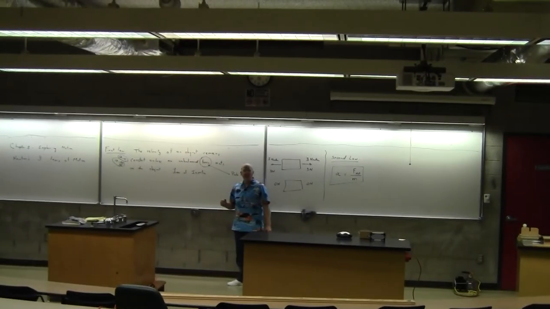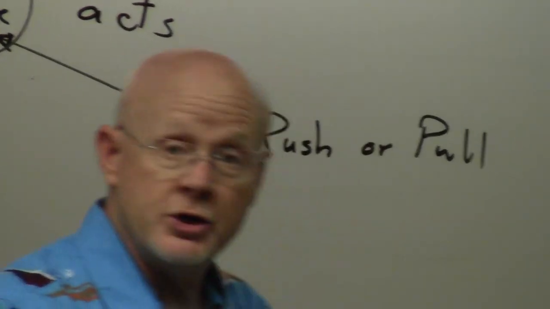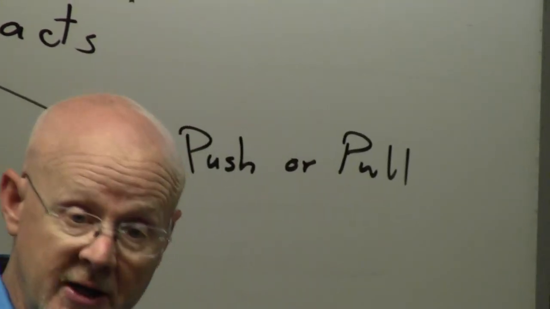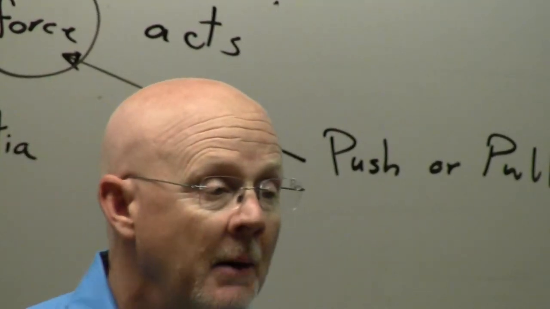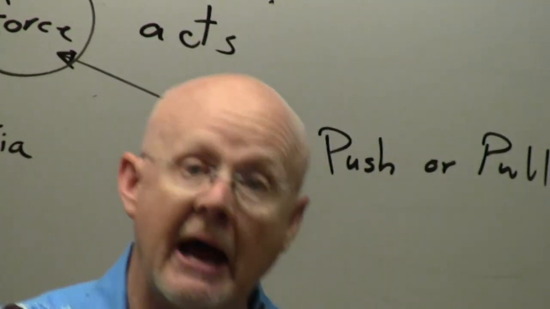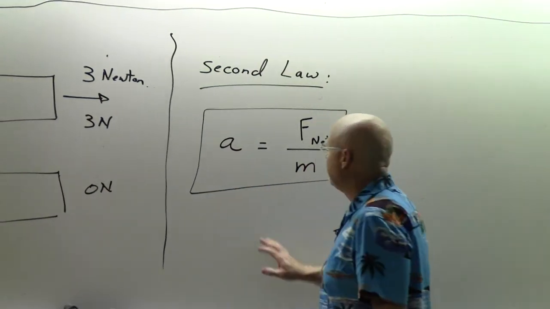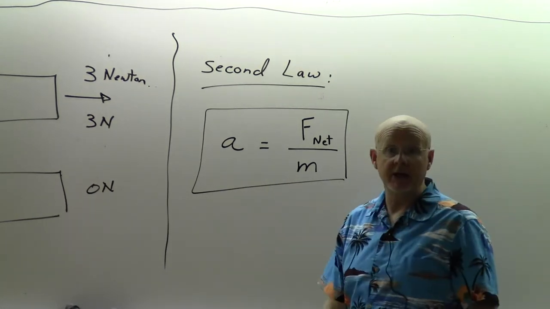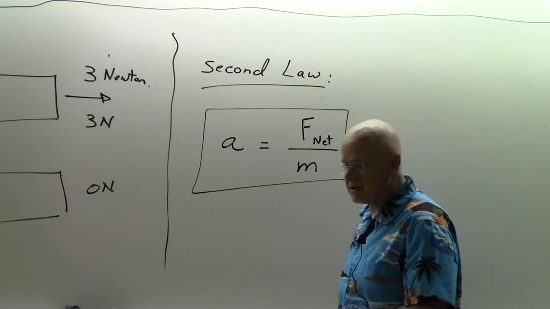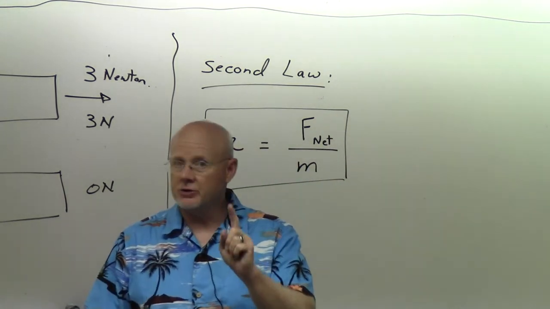You'll start the problem thinking about the first law, saying, is there or is there not an acceleration? Once you realize there isn't, you can just say, oh, the acceleration's zero, and you're kind of done there. But if you realize there is an acceleration, now the next step is to calculate what that acceleration is. And this was Newton's great discovery, that what makes something accelerate is two factors, not just one.